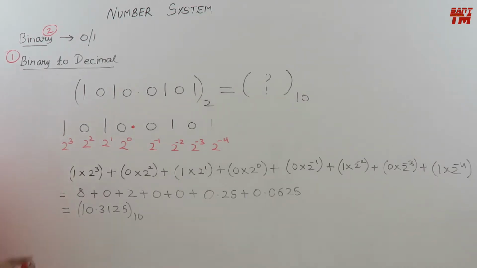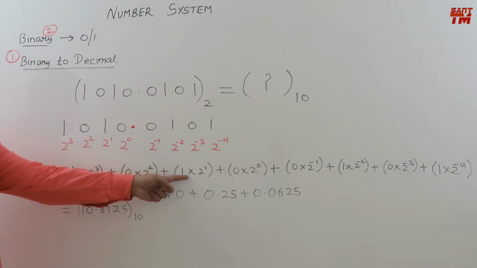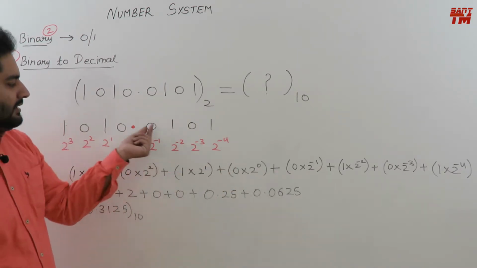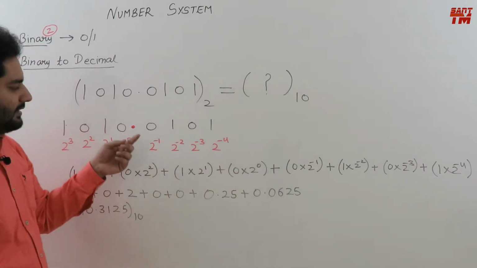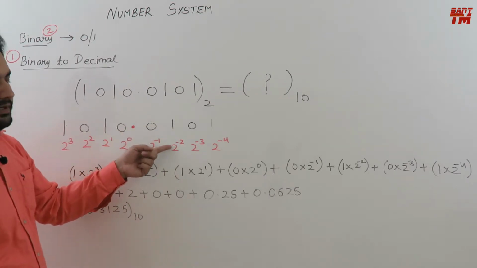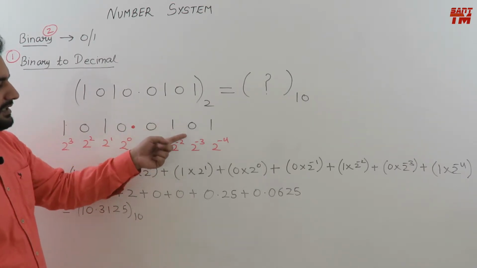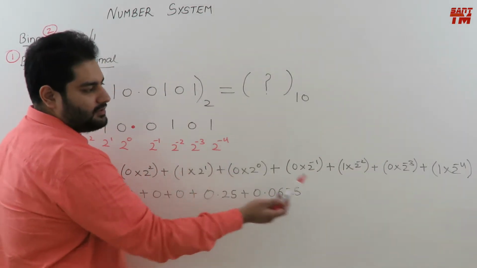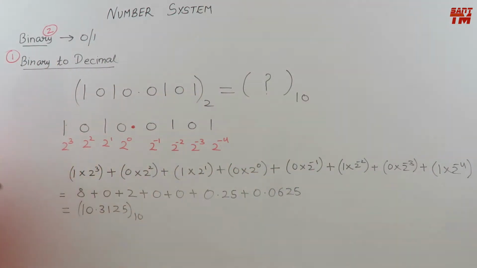Now what we have to do, we have to multiply the digit of the binary number with this power of 2. Suppose 1 multiplied with 2 raised to the power 3, and then we have to add 0 multiplied with 2 raised to the power 2, add 1 multiplied by 2 raised to the power 1. Similarly, 0 multiplied by 2 raised to the power 0 plus 0 multiplied by 2 raised to the power minus 1 plus 1 multiplied by 2 raised to the power minus 2 plus 0 multiplied by 2 raised to the power minus 3 and 1 multiplied by 2 raised to the power minus 4. All of these terms are added together.